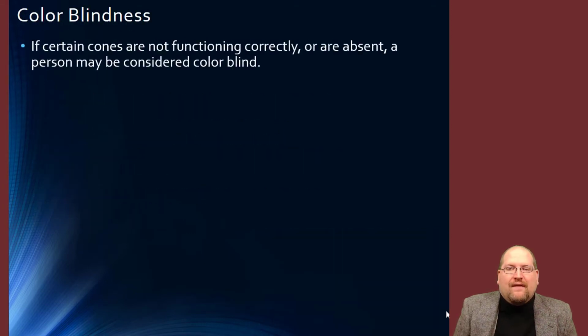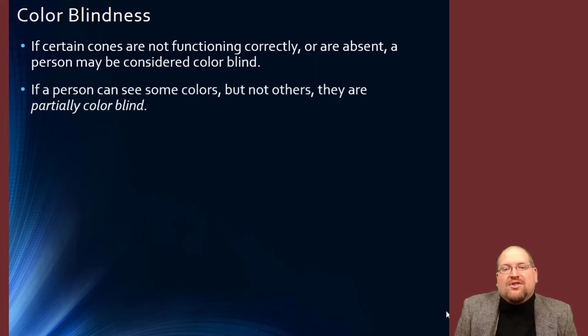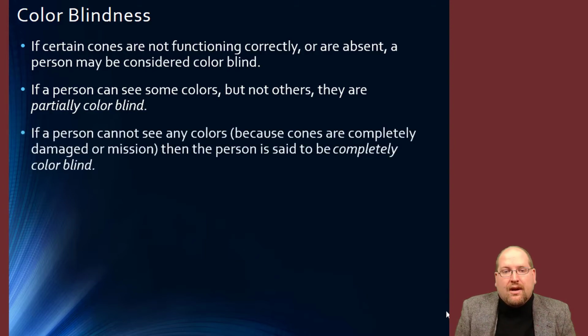Certain cones that are not functioning correctly or are absent might cause a person to become what's known as colorblind. If a person can see some colors but not others, they are usually considered to be partially colorblind. If a person can't see any colors because their cones are completely damaged or missing, then a person is said to be completely colorblind.